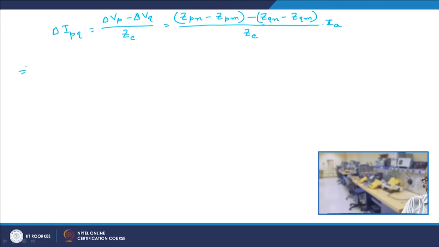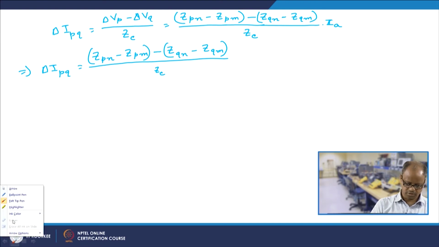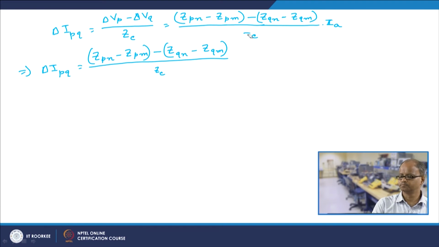So, we can write down that delta I_PQ is simply Z_PN minus Z_PM minus Z_QN minus Z_QM. We should actually write this as z_C.